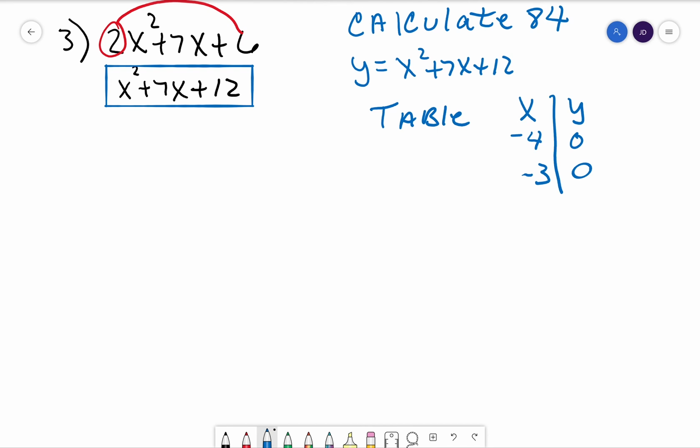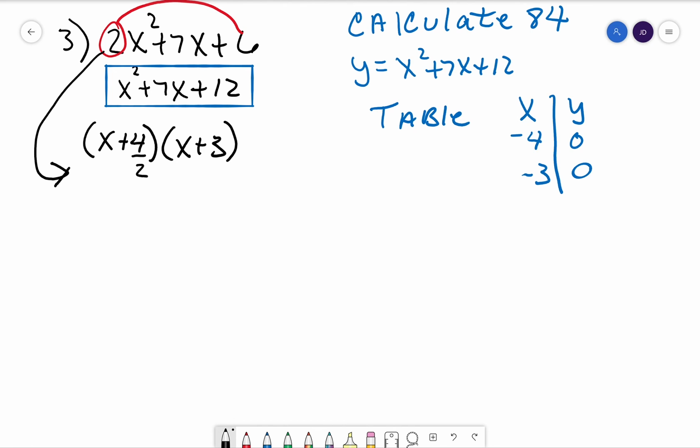But when you get the -4 and the -3, you have to come back over here and write the opposite. It's x plus 4 and x plus 3. But now we're not done. Remember we dropped that 2? Well, we have to bring this 2 back. You have to divide 4 by 2 and divide 3 by 2.